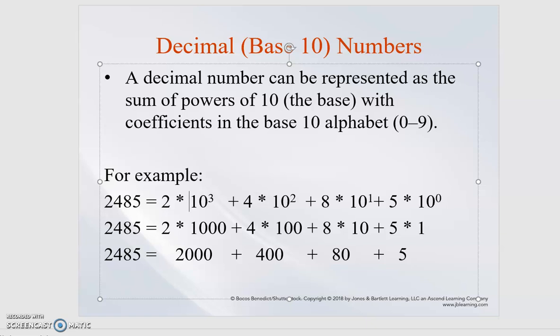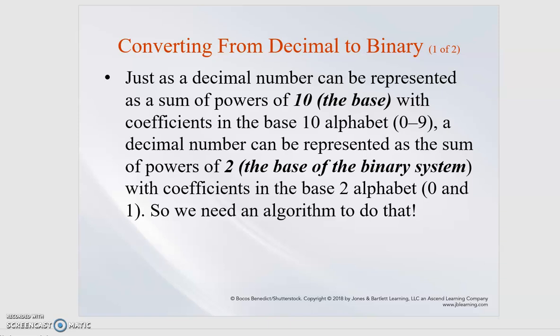Let's see how we can convert. Our goal is to really convert a decimal number to a binary number, right? So in the next 3 slides we'll see how that can be done. Just as a decimal number can be represented as a sum of powers of 10 with coefficients in the base 10 alphabet 0 to 9, a decimal number can be represented as a sum of powers of 2 with coefficients in the base of 2. Okay, so we are going to represent it as a sum of powers of 2, right?